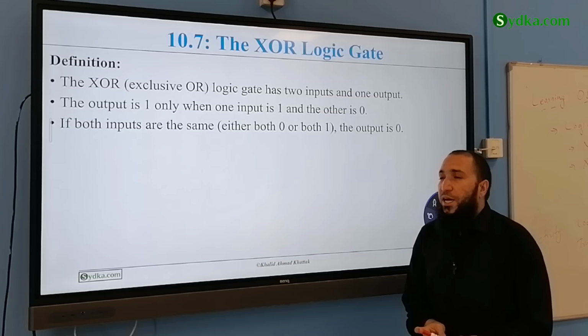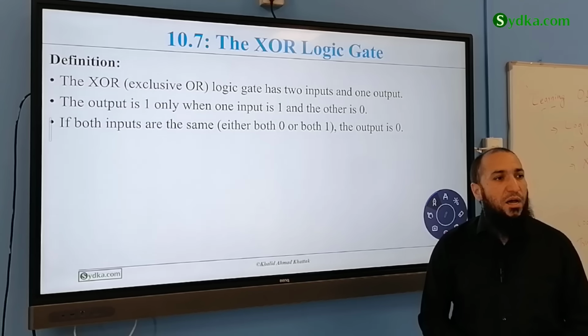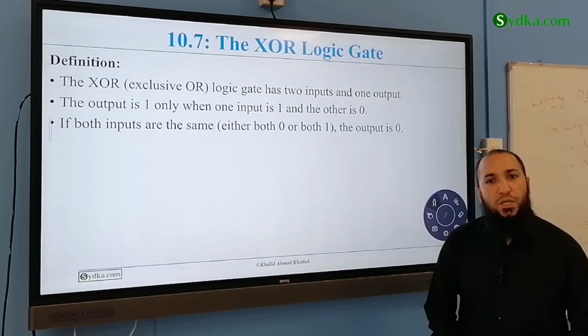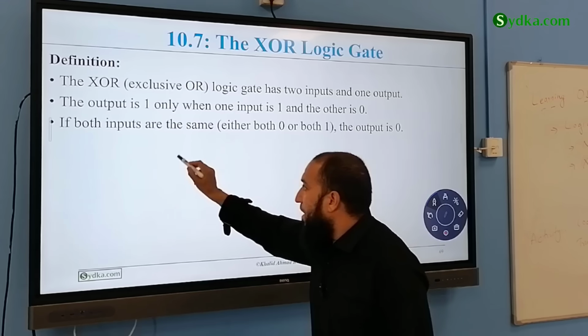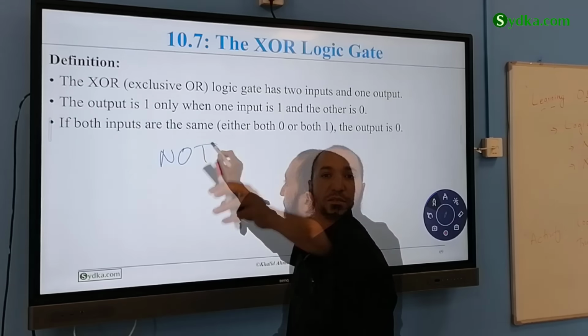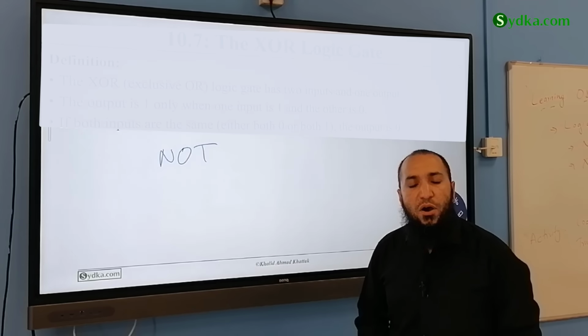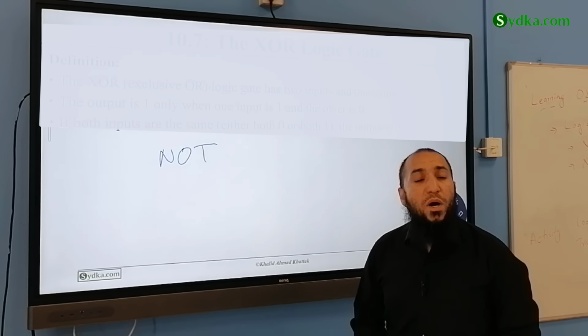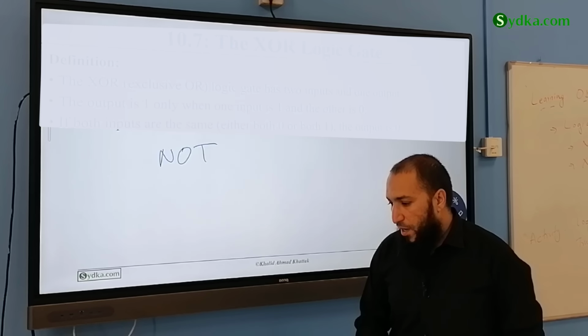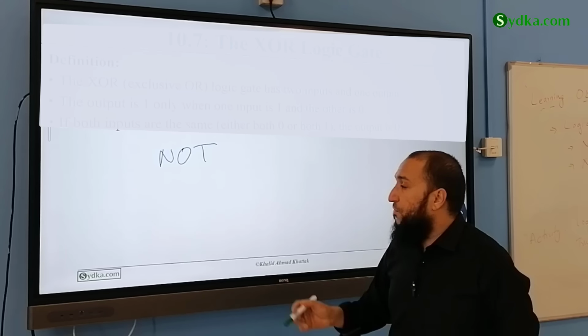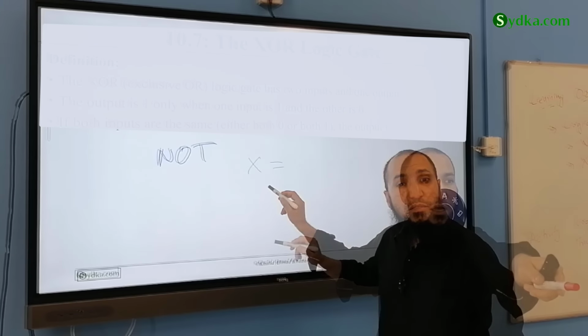So today we're going to learn about another gate. But before that, let me ask you a few questions quickly. Salman, what is the definition of a NOT gate? What is the logical expression for a NOT gate? Give me the equation. X.